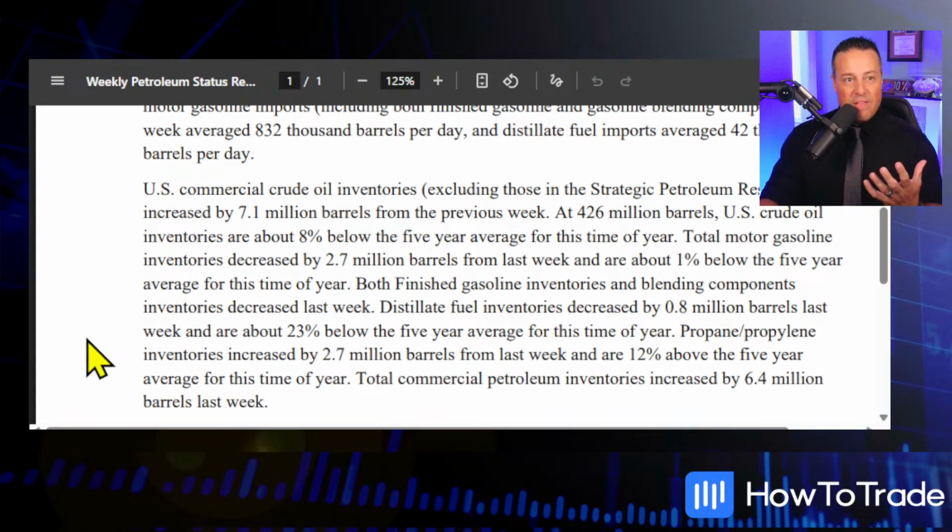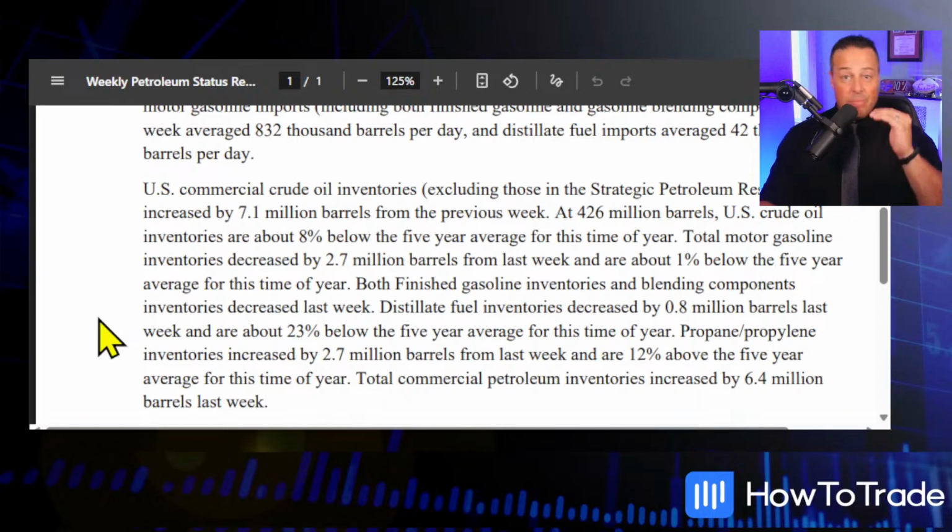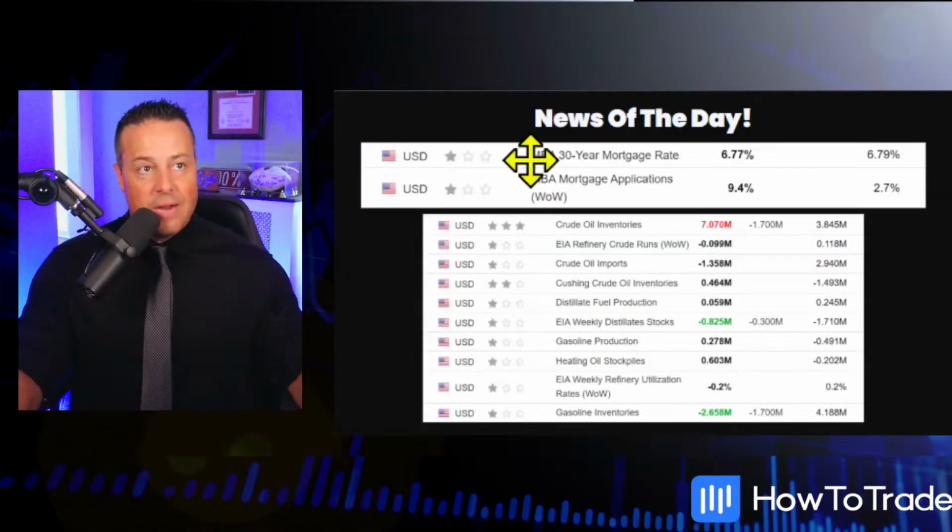U.S. commercial crude oil inventories increased by 7.1 million barrels from the previous week at 426. U.S. crude inventories are 8% below the 5-year average. 8% below. That's terrible. That's been getting worse since Trump got into office. Now, we expected the exact reverse of that. We expected an absolute tremendous amount of oil production. We really thought that we were going to get back on track there relatively quickly.